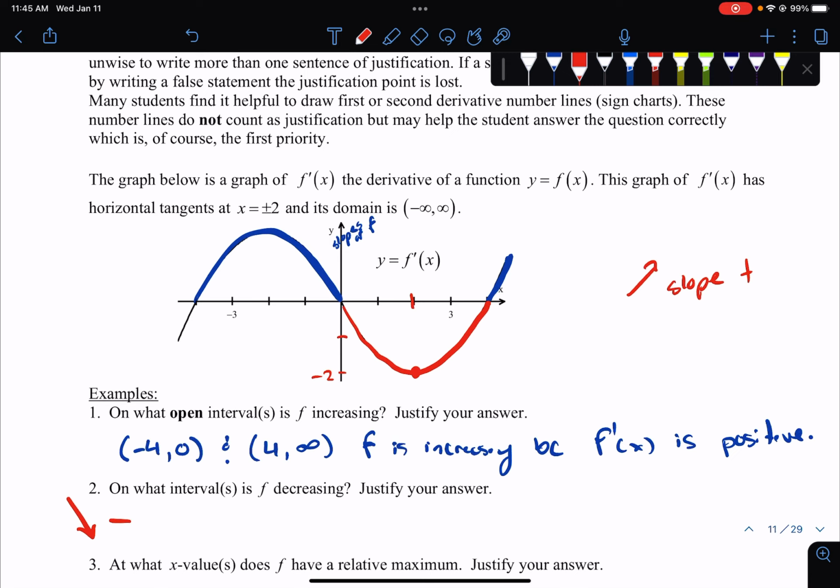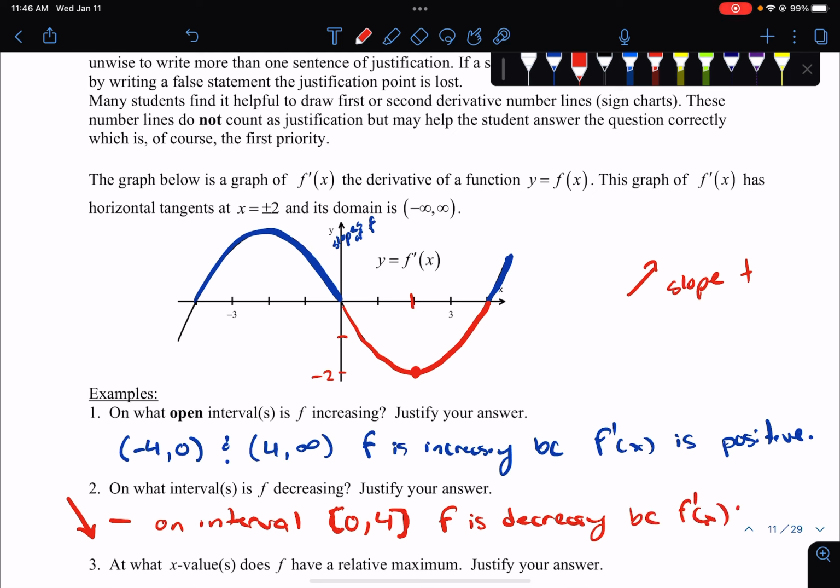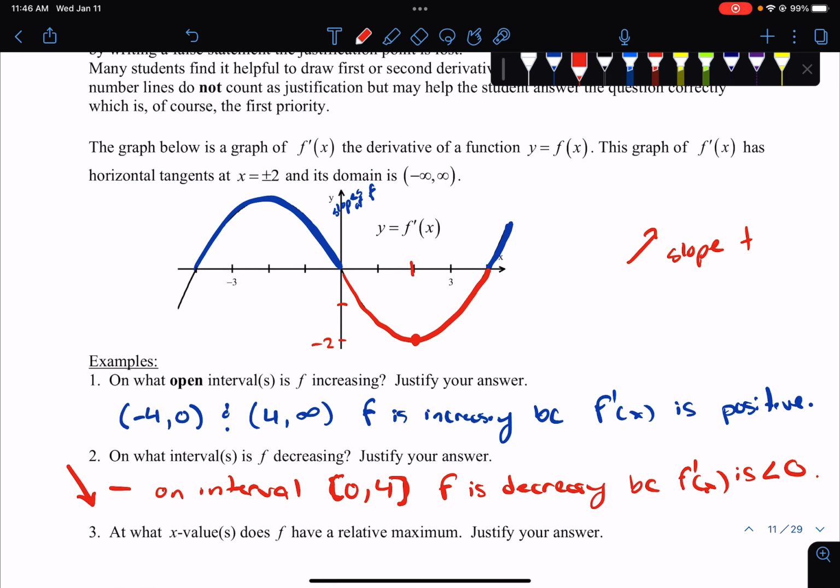So I would say that, if I want to get a little bit more professional in my writing, on the interval 0 to 4, and if these are brackets, no big deal, it's going to give it to you whether they're brackets or parentheses. On the interval 0 to 4, f is decreasing because f prime of x is less than 0, or because f prime of x is negative. And you're done. Don't start adding more information because that's where you're going to start getting into trouble.